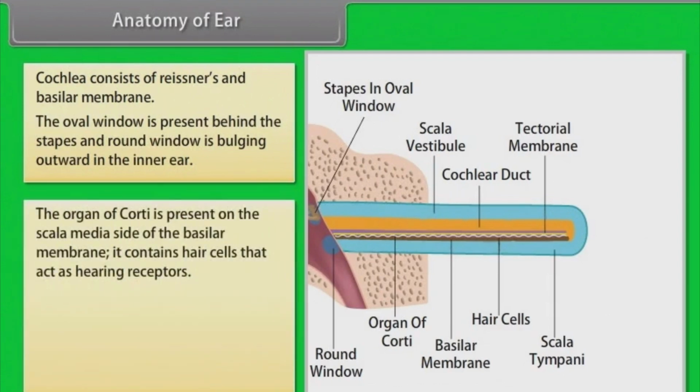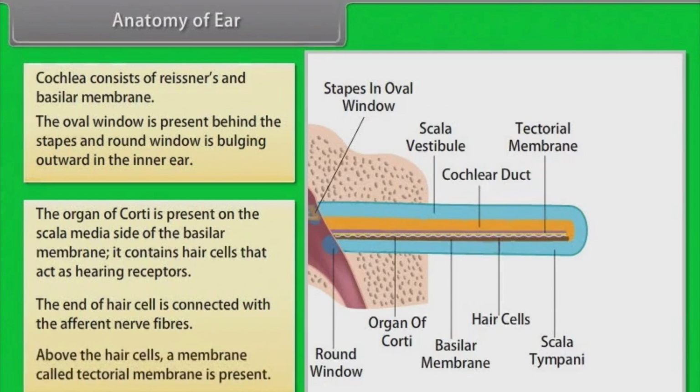The organ of Corti is present on the scala media, on the side of the basilar membrane. It contains hair cells that act as hearing receptors. The end of the hair cell is connected with the afferent nerve fibers. Above the hair cells, a membrane called the tectorial membrane is present.